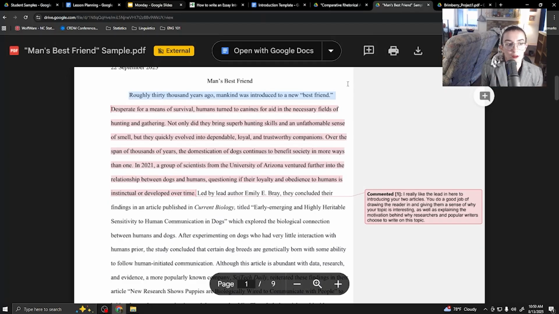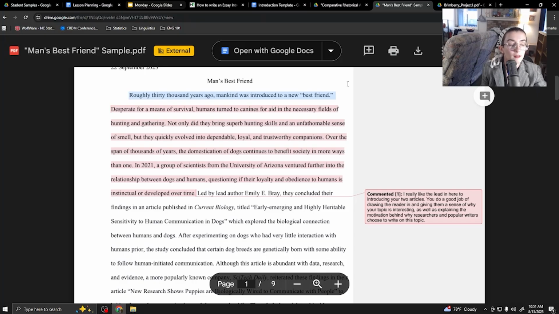Roughly 30,000 years ago, mankind was introduced to a new best friend. That's fun, right? I mean, it invokes a very popular trope. It's general enough that it gives you a sense that okay, we're talking about dogs, right? And it's general enough to give you a little bit of intrigue about, okay, so what? What's going to come next? Why are we talking about this? And those are the kinds of questions that you want to evoke in your readers.